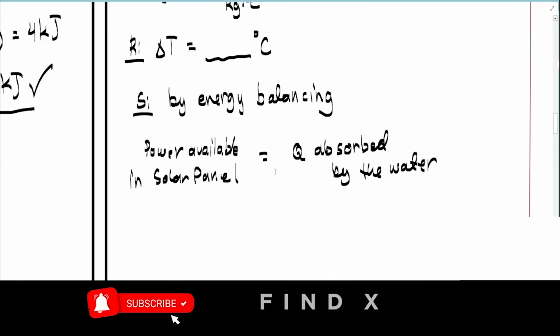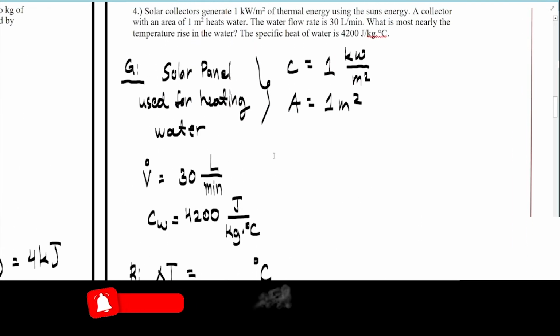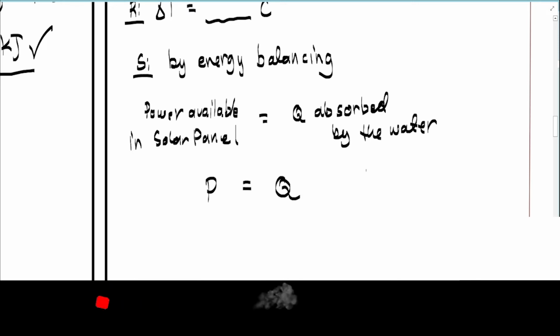Okay. So what is the next step here? Okay, so what is the power available in the solar panel? Of course, the power must be equal to Q, right? So P is equal to Q. Don't be confused that P stands for power in this case, not the pressure.